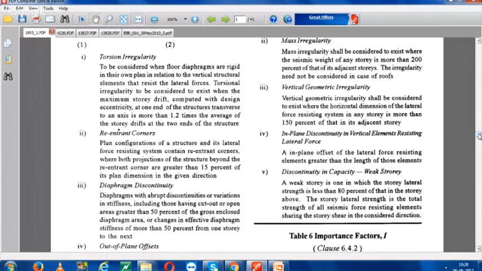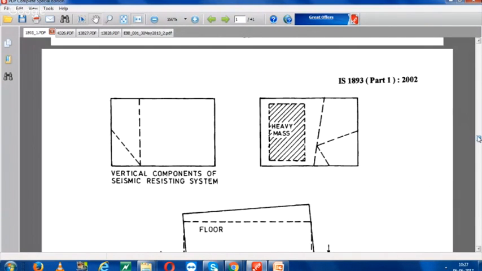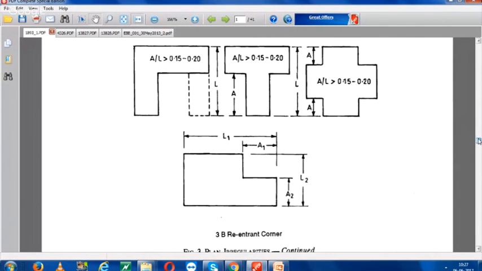And another is re-entrant corners. The plan configuration of the structure and its lateral force resisting system contain re-entrant corners, where both projections of the structure beyond the re-entrant corners are greater than 15% of its plan dimension in the given direction. Here you can see the re-entrant corners. These are the re-entrant corners. Your building will fail if you plot the deflected shape of this kind of structure. These are the re-entrant corner effects.